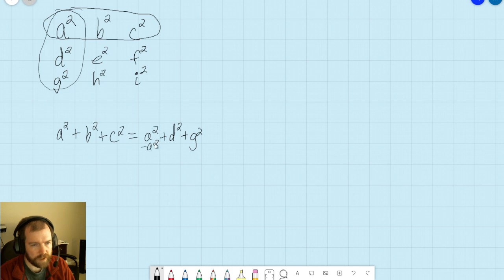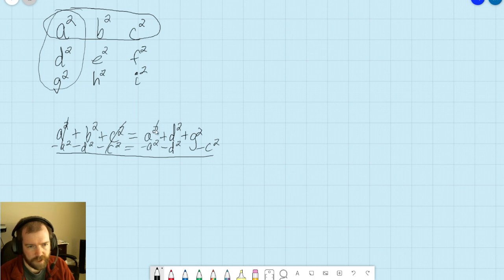All right, she subtracted out all a squareds, got rid of all that, and moved c squared to the other side, and moved d squared to the other side. So this takes out a and c on the left and a and d on the right. And we're left with b squared minus d squared on the left, and g squared minus c squared on the right.